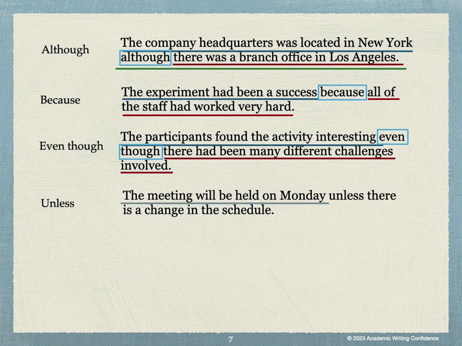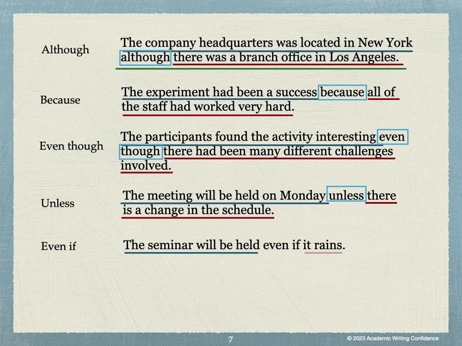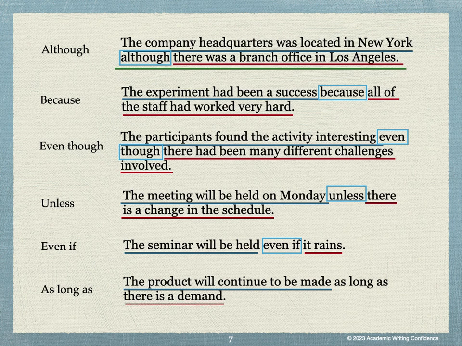The meeting will be held on Monday unless there's a change in the schedule. These two sentences are connected by the subordinating conjunction, unless. The seminar will be held, even if it rains. The subordinating conjunction here is the phrase, even if. The product will continue to be made as long as there is a demand. The subordinating conjunction here is the phrase, as long as. Each of these subordinating conjunctions makes the second sentence a dependent clause.